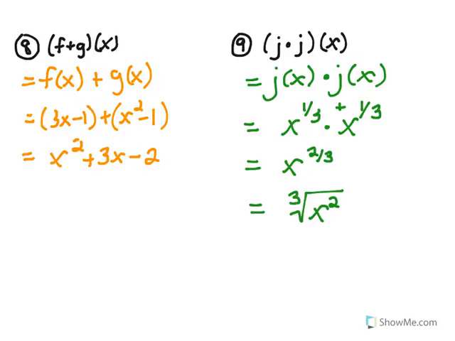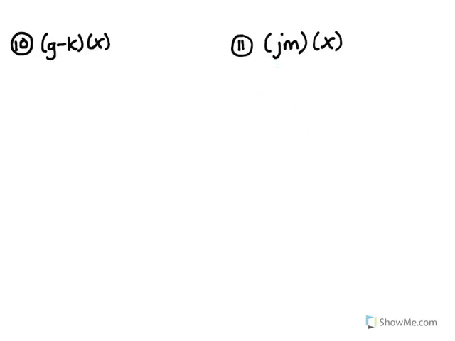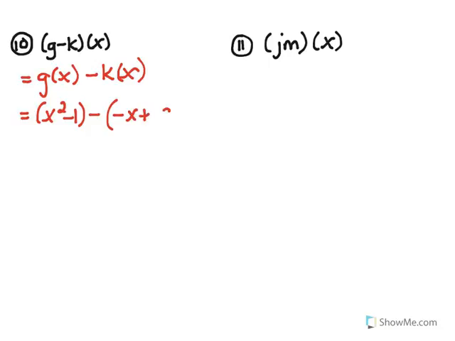2 problems left. G minus k of x. So for starters, this is g of x minus k of x. The order is very important because it's subtraction. G of x was x squared minus 1. Minus k of x was negative x plus x squared.